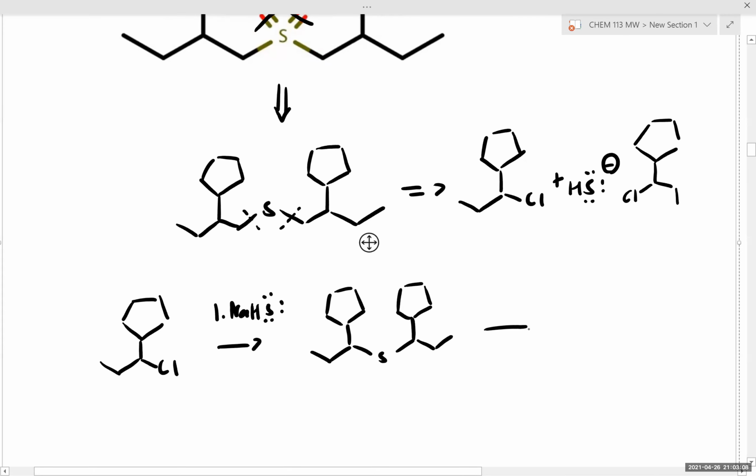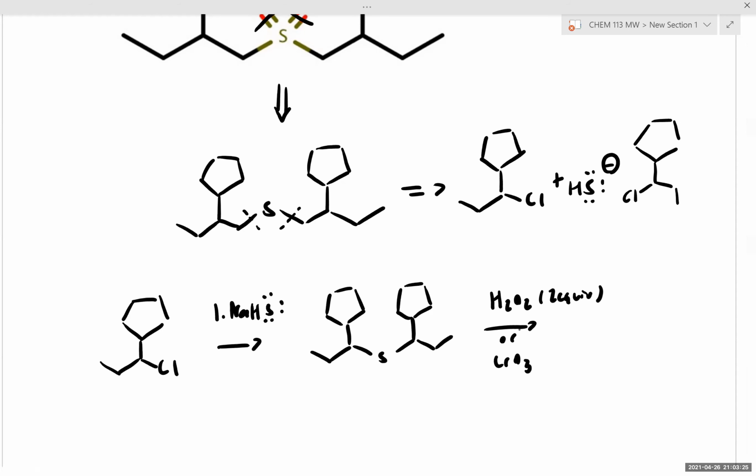And then from here, if we wanted to make the sulfone, there are a few ways. You can do hydrogen peroxide, 2 equivalents. You can use chromium trioxide, any of the oxidation methods mentioned in the book. Keeping in mind, you have to use an excess of oxidizing agent in order to avoid stopping at the sulfoxide.